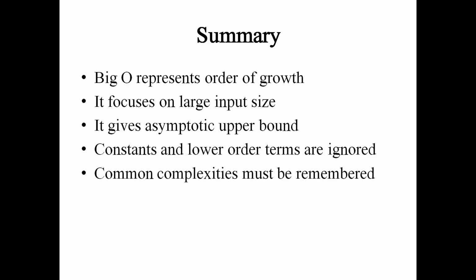To summarize Big O notation, it is used to express algorithm complexity in a general way. It tells how fast the running time or number of operations grow with input size. It gives an upper bound for the growth of an algorithm. For large input values, we ignore constants and lower order terms. So understanding Big O notation helps us compare algorithms and choose efficient solutions.